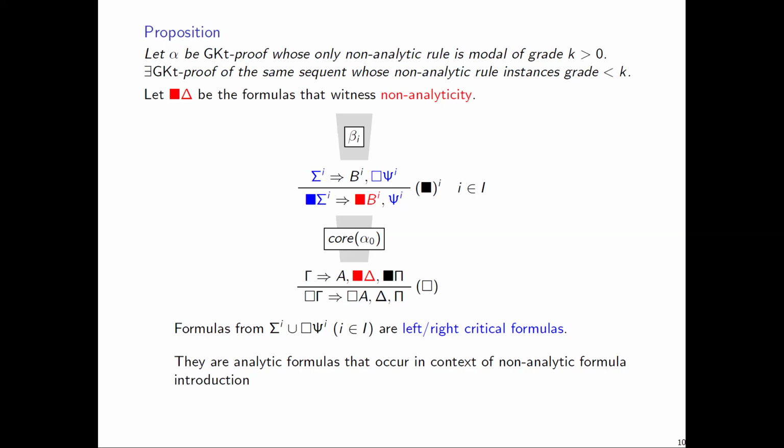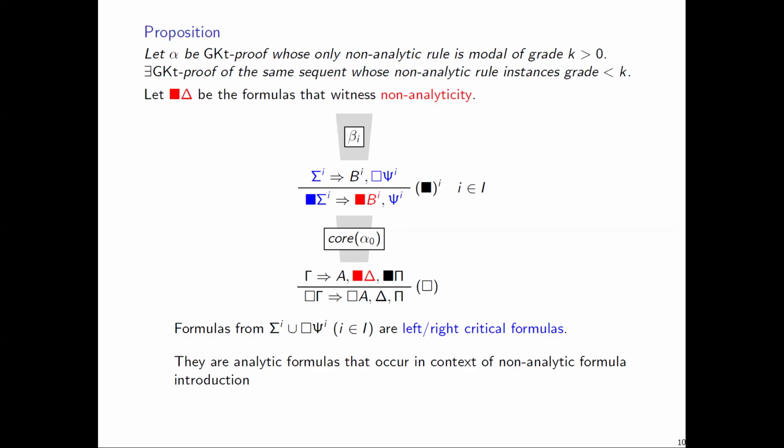So let's call these the bad formulas. And this is where the bad formula gets decomposed. And in blue, we're going to call them critical formulas, the context of the bad formula. The bad formula gets introduced or decomposed, depending on how you want to see it. And the sigma and the box phi are the left and the right critical formulas, the context of this bad formula.